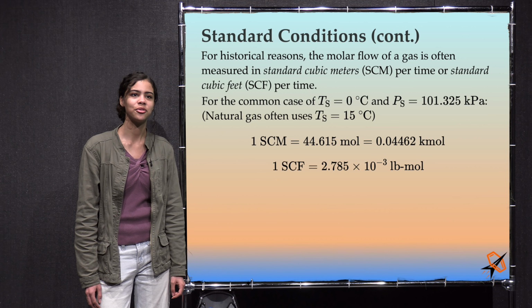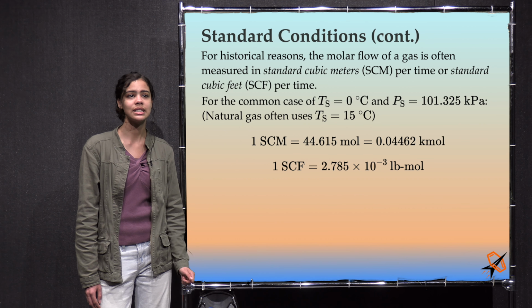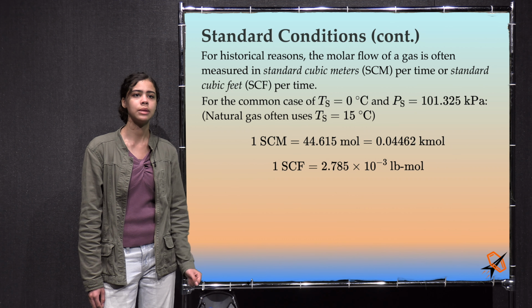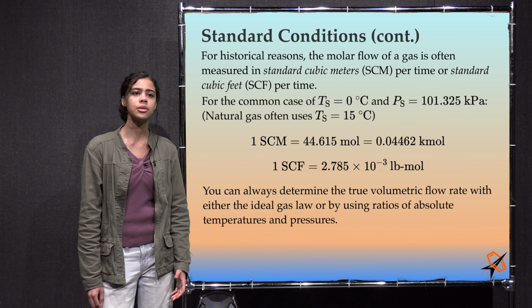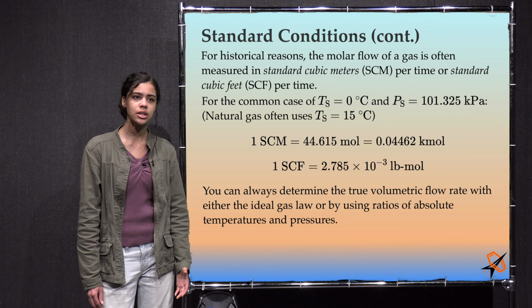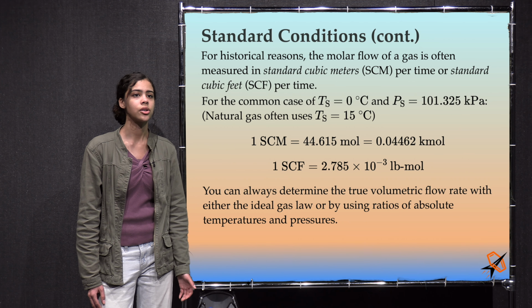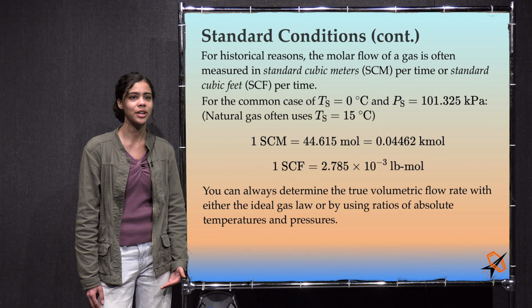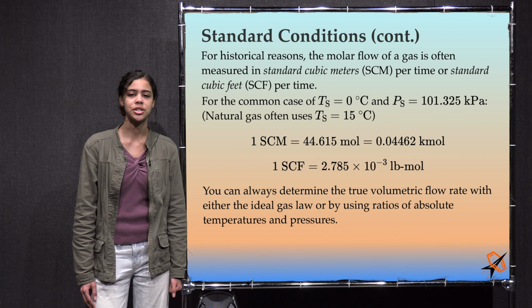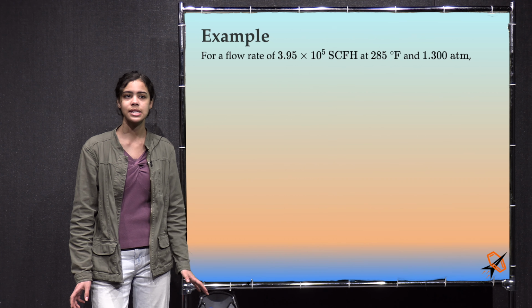1 standard cubic foot is 2.79 times 10 to the minus 3 pound moles. To determine the true volumetric flow rate, you need to know the system pressure and temperature. You can then use the ideal gas law, or absolute temperature and pressure ratios, to calculate the true volumetric flow rate. Let's do an example.